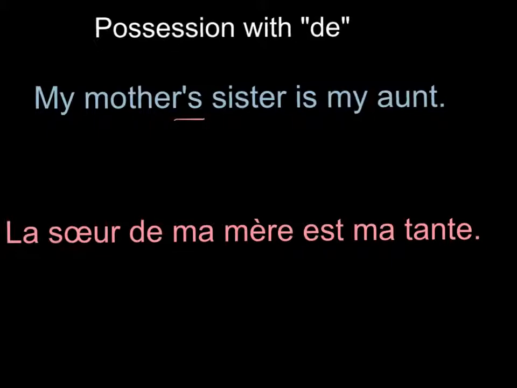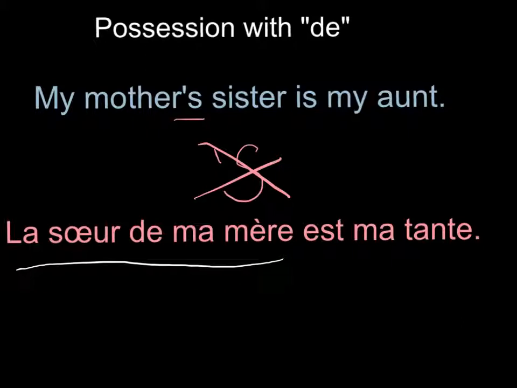Okay? In French, an apostrophe S doesn't exist. It only exists in English. Okay? So, in order to show possession, they use de, which here means of. Okay? So, la sœur de ma mère means the same thing as my mother's sister. It literally translates to the sister of my mother. Okay? La sœur de ma mère. My mother's sister, the sister of my mother. Okay? It has the same meaning, it's just a different order of words.